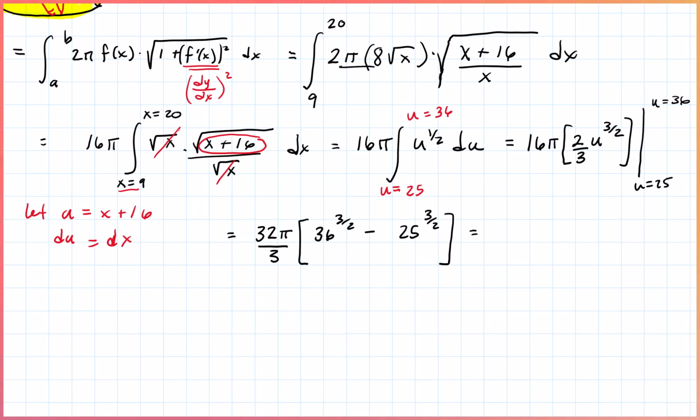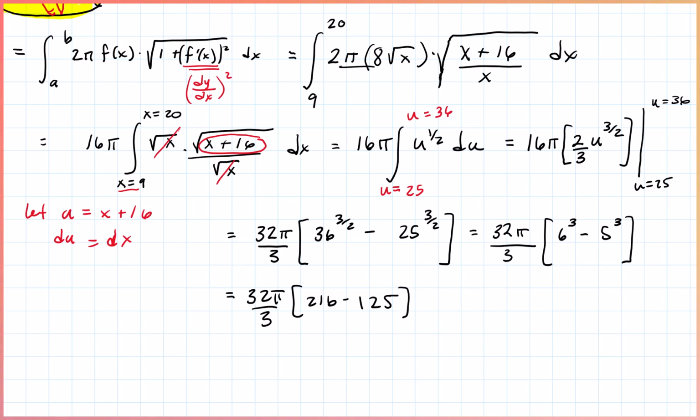Those are perfect squares, the 36 and the 25, which was very convenient. So this becomes 32 pi over 3, and then we take the square root of 36, which is 6. So 6 cubed minus 5 cubed. So we end up with 32 pi over 3 times 216 minus 125. And that ends up giving me 91.